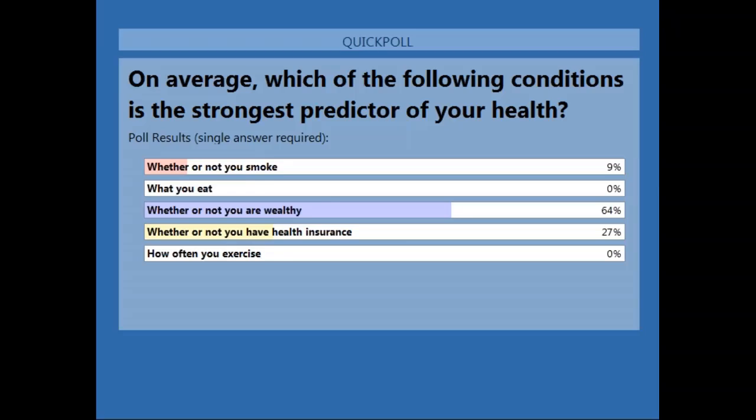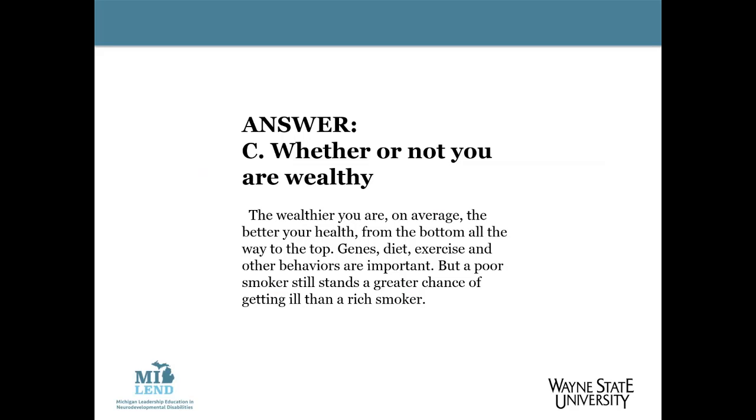Yeah, and this is interesting. There may be some people on the call that weren't before, but this is the exact question that Dr. White-Perkins shared when she gave her session on equity. The reason I put this back up again is that I think this gets at those social determinants of health. So the answer was C, whether or not you are wealthy. And the wealthier you are on average, the better your health. From the bottom all the way to the top, genes, diet, exercise, and other behaviors, other determinants of health are important. But for example, a poor smoker will still have a greater chance of getting sick than a rich smoker. So this is getting at issues of disparities and social determinants of health.